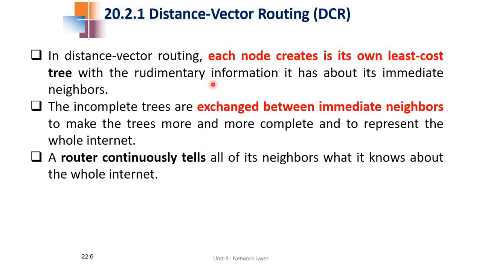So the first point is that in distance vector routing, each node creates its own least cost tree, with rudimentary information about its immediate neighbors. Least cost means the distance between the first person, that is the source, and the nearby neighbors who are connected. So we have to find the route or distance between the source and the two nearby neighbors who are connected, and I am going to share all this information with my nearby neighbors. That is the first objective which I said here.